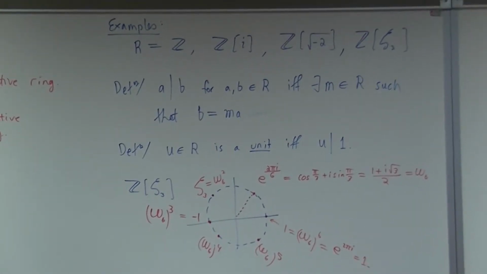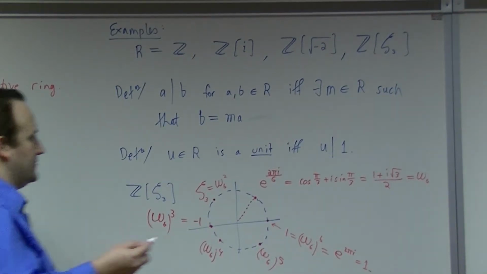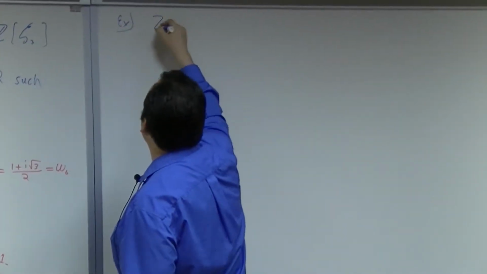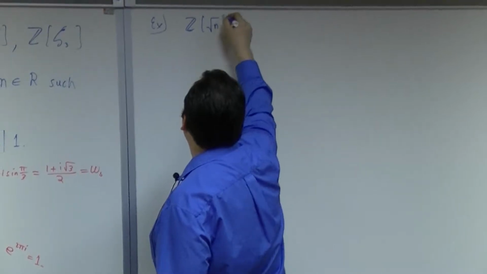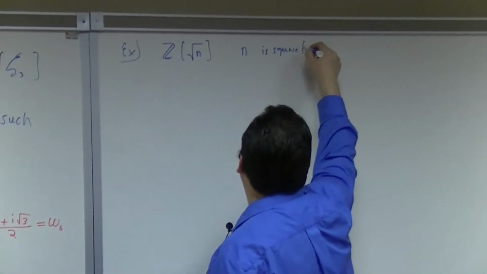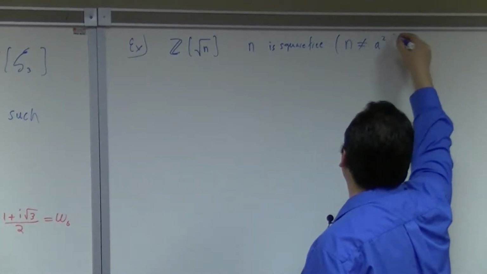Z adjoin the square root of n? Yes. We usually insist on n being square free because otherwise it wasn't that interesting. But yes, if we have z adjoin square root of n, if n is positive, then the units, exactly, so let me stop talking, start writing. So another example would be something like you just said, z adjoin square root of n, where n is square free, which is just a fancy way of saying n is not equal to a squared for some a, right?